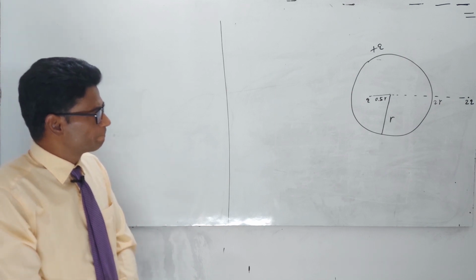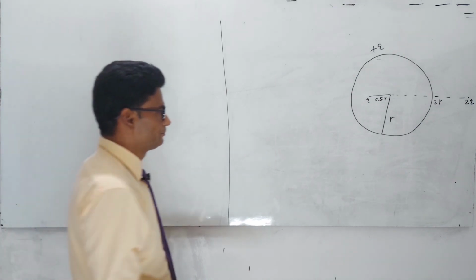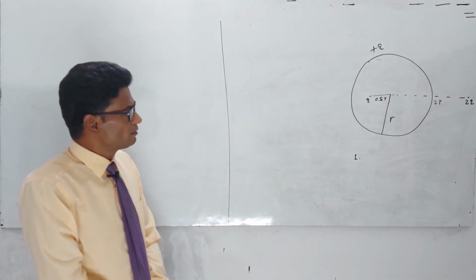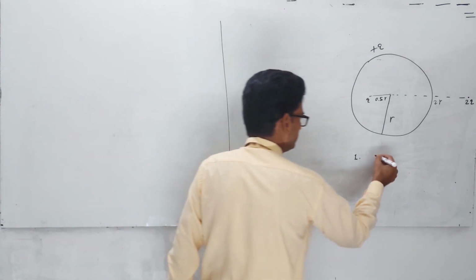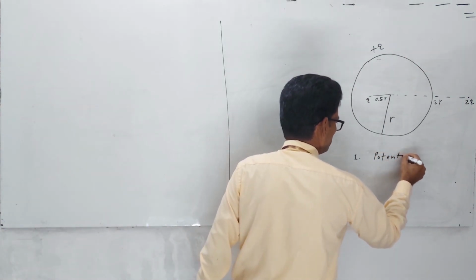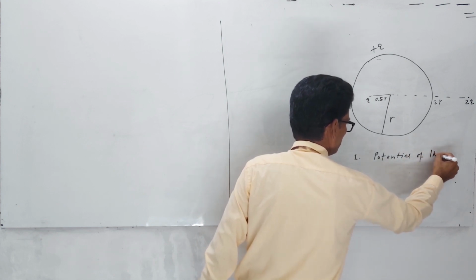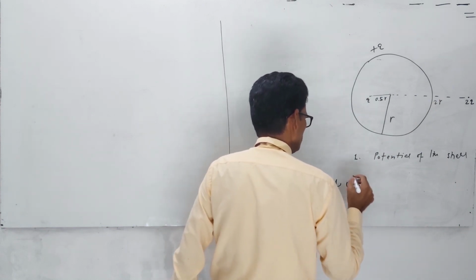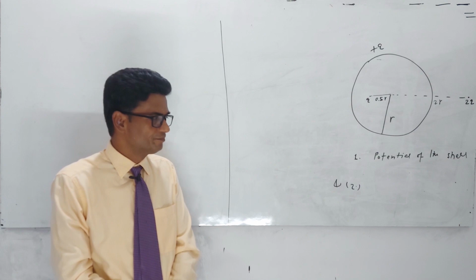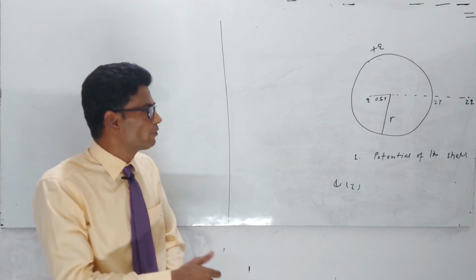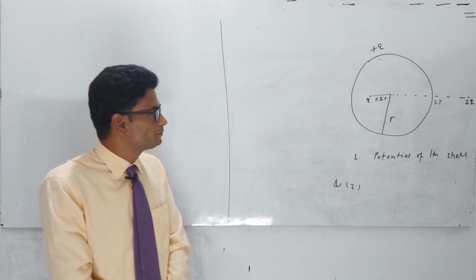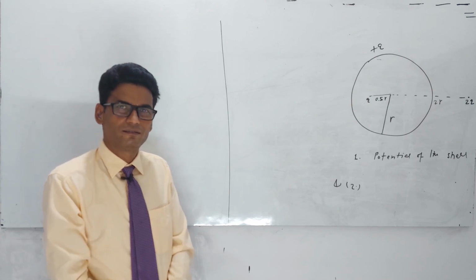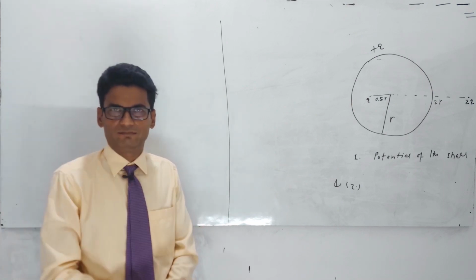Now we have to find, number 1, the potential of the shell. And when this shell is earthed, then we have to find how much charge will flow from the earthed shell to the earth.